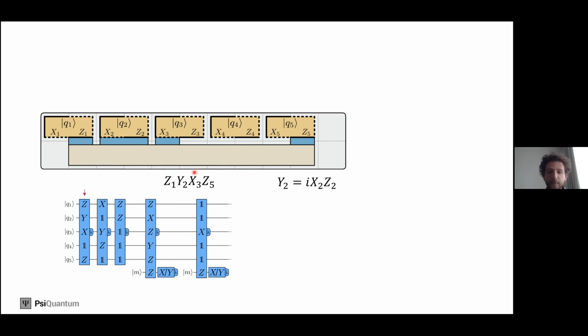So for instance, if you want to measure this operator, Z1 times Y2 times X3 times Z5, you merge through the first qubit's Z edge, the second qubit's X and Z edge, because Y is the product of X and Z, third qubit's X edge, and the fifth qubit's Z edge. So here's another example, X1 times Y3 times Z4. Here's the measurement of Z1 times Z2.